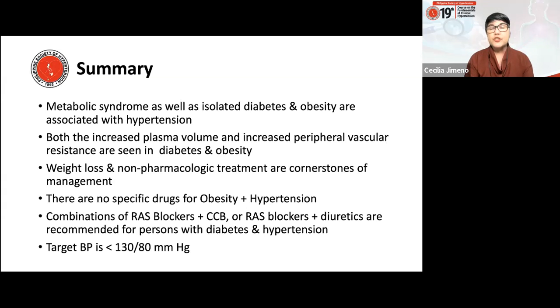There are no specific drugs for obesity and for hypertension in obesity, but combinations of RAS blockers with CCBs or RAS blockers with low-dose diuretics are recommended for persons with diabetes and hypertension. And the target blood pressure for diabetes, obesity, and the metabolic syndrome is less than 130/80 millimeters of mercury.